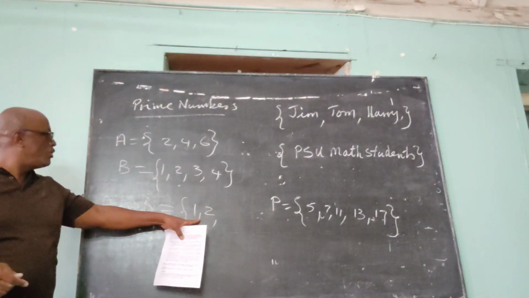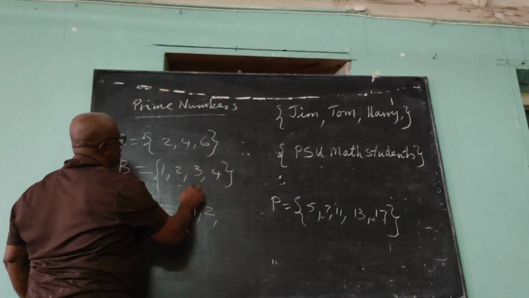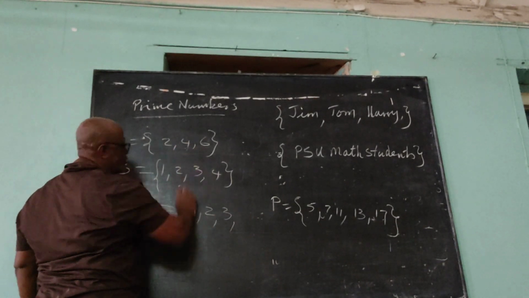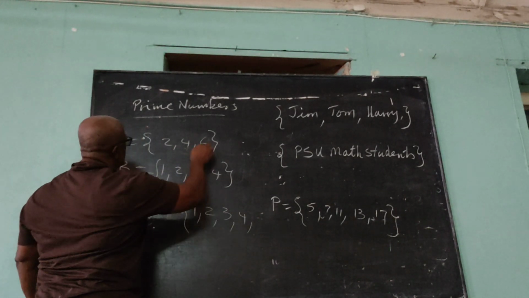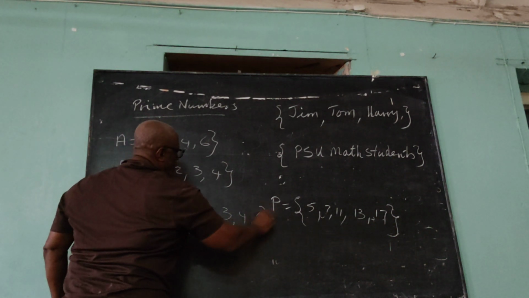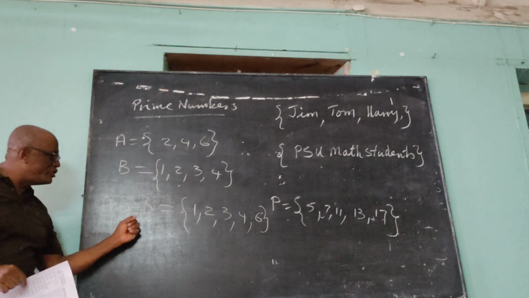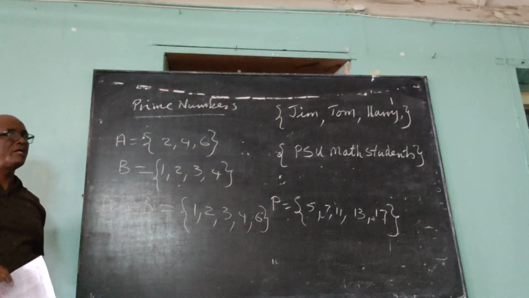So 2. 3 is in B only. 4 is in both, so you list it 1 time. And 6 is in A only. So that's the union of these 2 sets. That's the union of these 2 sets. Are you with me?